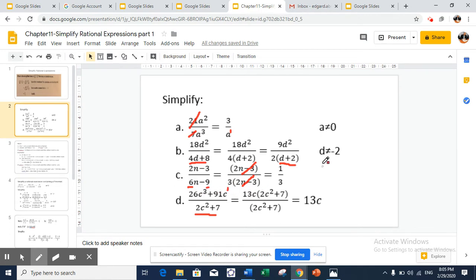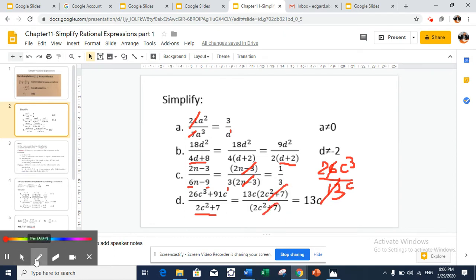Now, if you divide 26 C cube by 13C, you're going to get 2, and C cube over C gives C squared. And if you divide 91C by 13C, C and C cancel out. 91 divided by 13 is 7. So I can cancel these two and 13C remains.